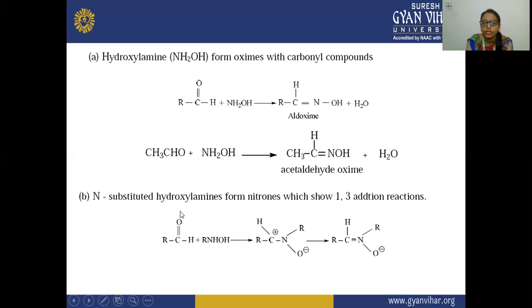Next, the hydroxylamine. So here NH2OH forms oximes with carbonyl compounds. So here the carbonyl compound is the aldehyde. When this hydroxylamine adds to this aldehyde, then there is a formation of aldoxime. Here we have taken the example of CH3CHO, that is acetaldehyde, which is reacting with hydroxylamine, and there is a formation of acetaldehyde oxime, plus a water molecule is eliminated from here. So this is the elimination. Here addition is also happening at the same time, and removal is also happening. So this is your addition-elimination reaction.